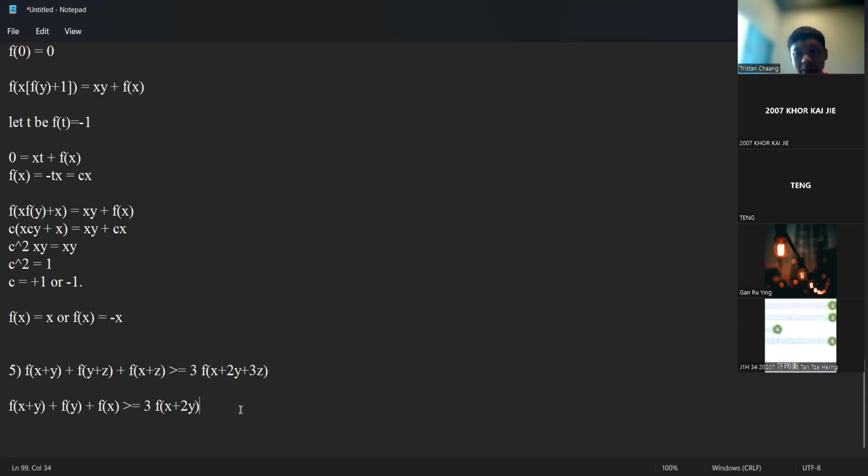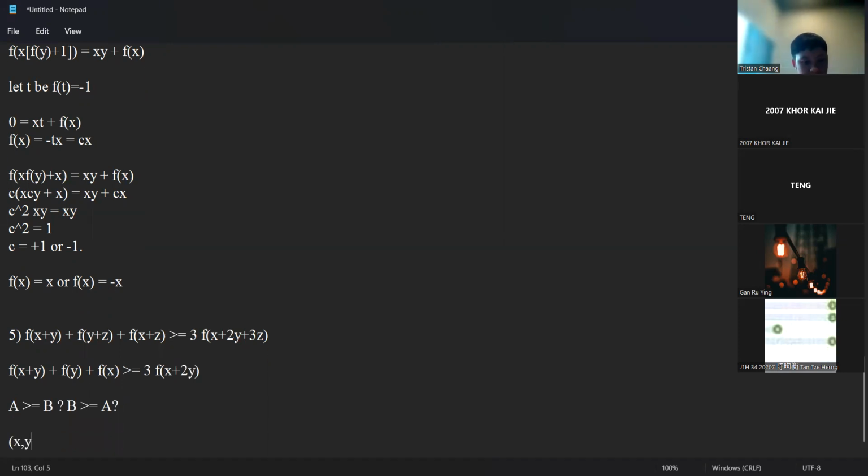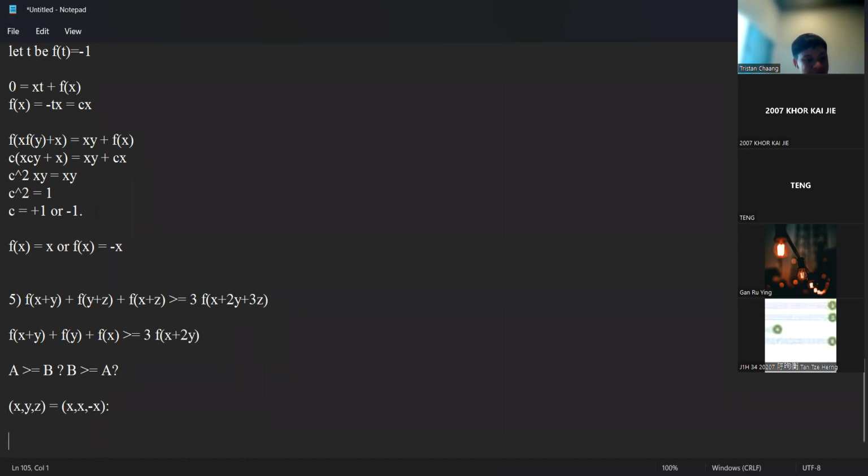And in fact, what we want is something to do like A is more than or equal to B, and then B is more than or equal to A, those sort of thing. So we want something that can work on both sides. And can that happen? Okay, someone said try x, y, z substituted as x, x, minus x. Okay, let's see what happens. I'm not sure what happens, but let's see.